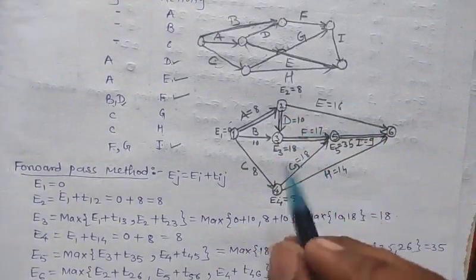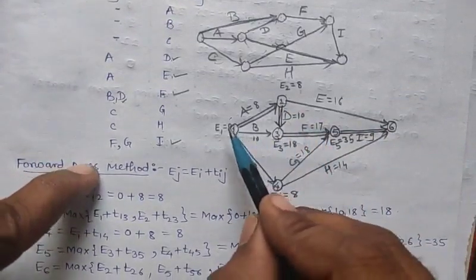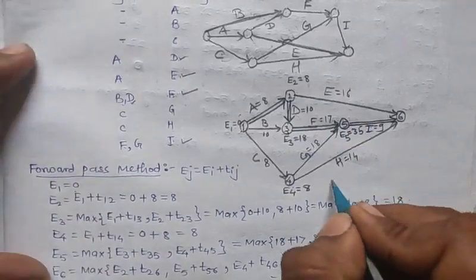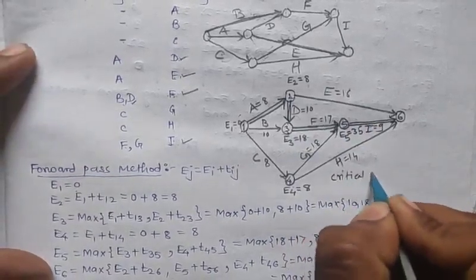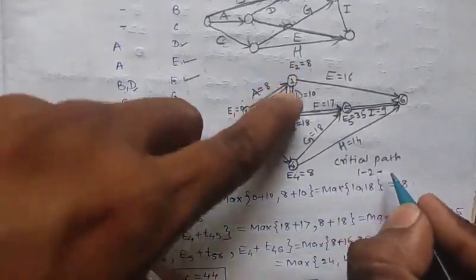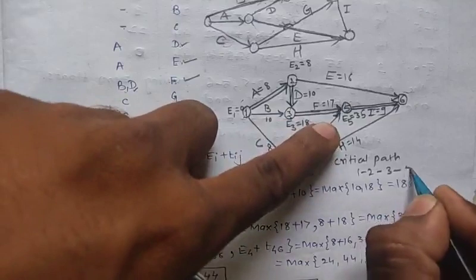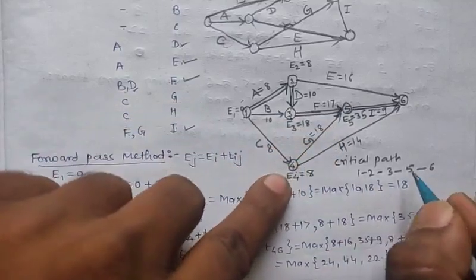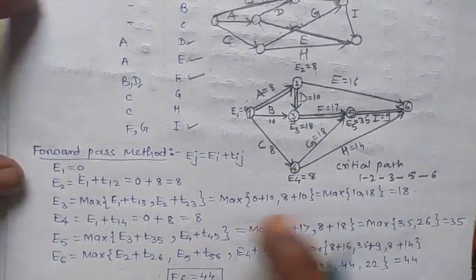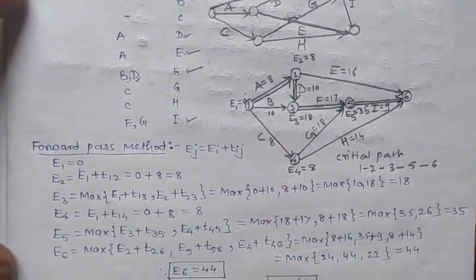So this is the minimum time to get the optimal path, that is the critical path. We get 1 goes to 2, 2 goes to 3, 3 goes to 5, 5 goes to 6. So which is the required critical path, and which is solved by using the forward pass method and backward pass method. Okay, we will stop.